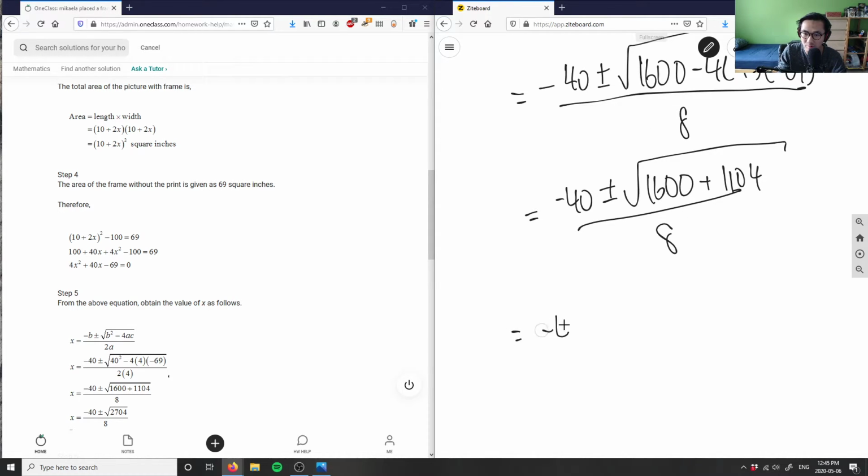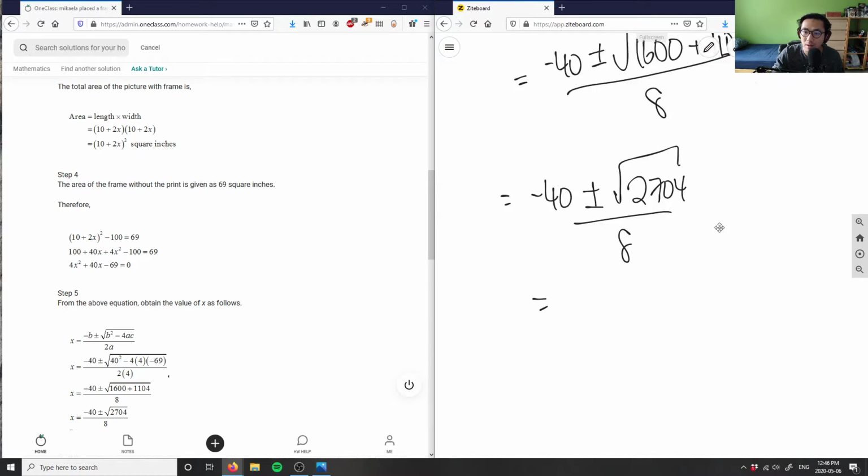This here is going to equal negative 40 plus or minus, I don't know why my Siri keeps going off, sorry, 1600 plus 1104 will give me the square root of 2704, all over 8.